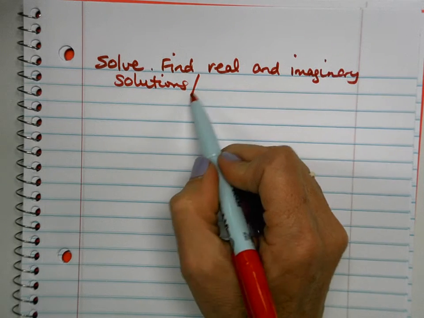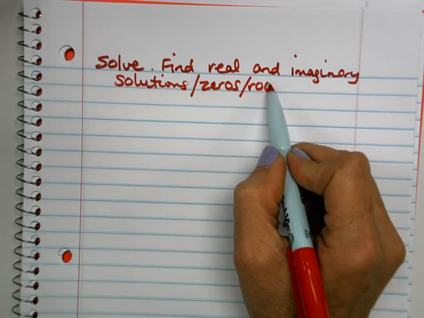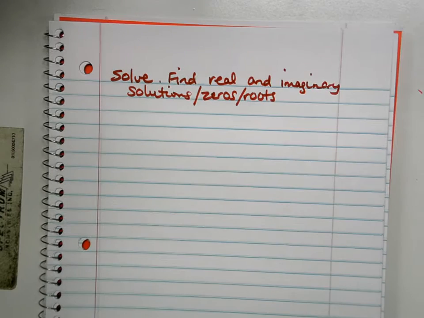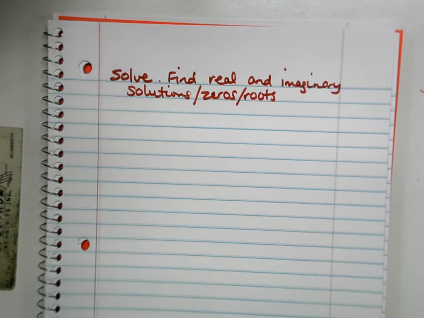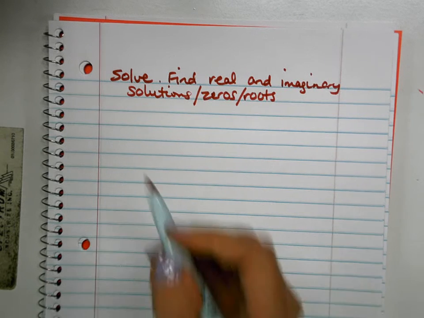Or you might see zeros, or you might see roots. So put solutions/zeros/roots. If they say any of those things, you do it this exact same way. Okay, so we're going to do 2 of these.